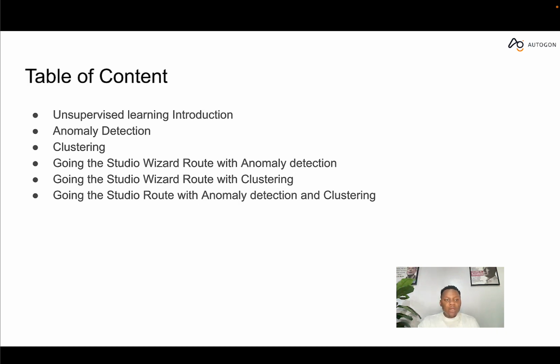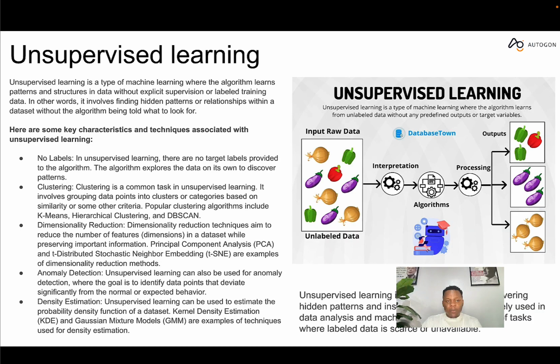Beautiful. So, table of contents, we'll be looking at unsupervised learning, introduction, anomaly detection, clustering. Then we'll go through the studio wizard route for anomaly detection, the studio wizard route for clustering, and we'll look at the studio route for both anomaly detection and clustering.